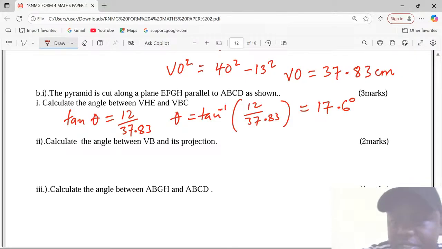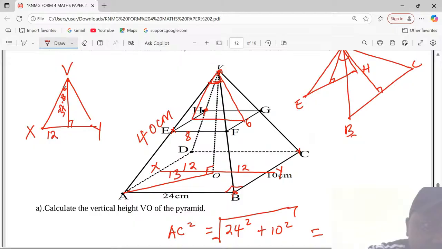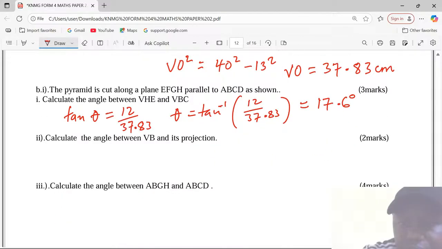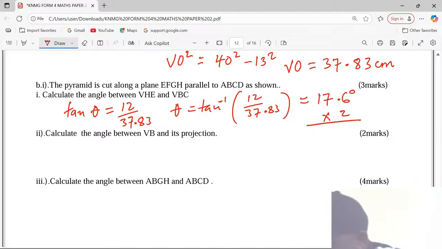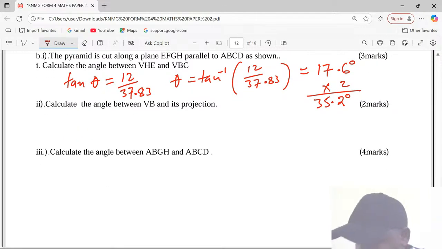17.6 degrees, meaning that the whole of that angle shall be this multiplied by 2. So we multiply by 2 now to get the answer. This multiplied by 2 becomes 35.2 degrees. Yeah, 35.2 degrees. Calculate.